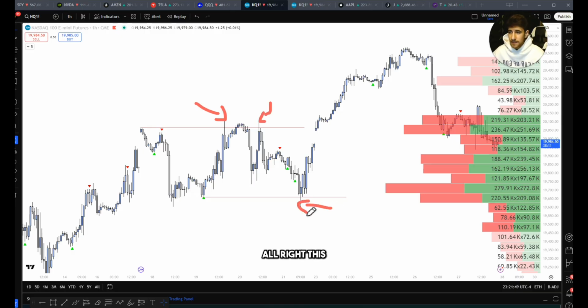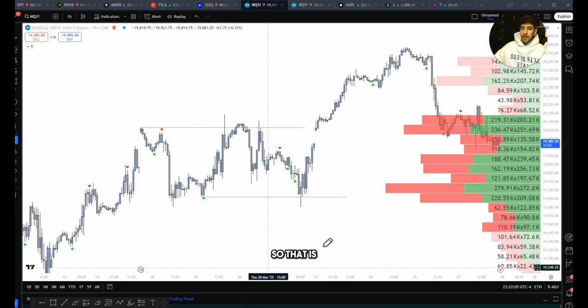This is the stuff I focus on. It's not just for entries. It's not for finding our trend only. It's for finding everything. That's why price action is such an important thing for you guys to understand. And it's super, super important that you guys really learn this and put some time into it. So that is pretty much all that goes into price action, guys.